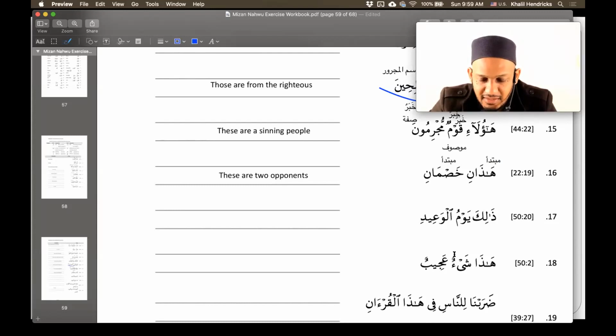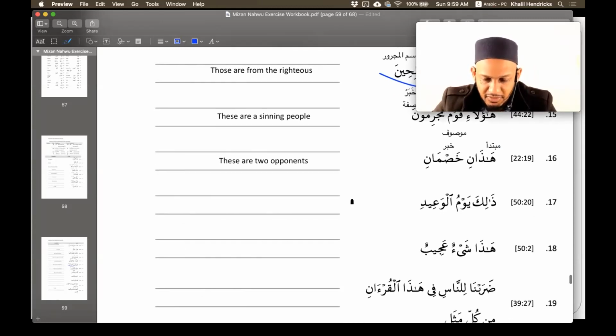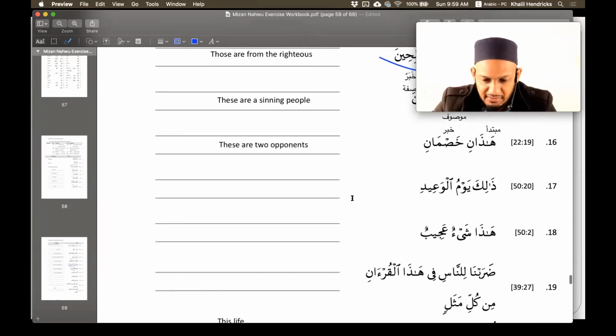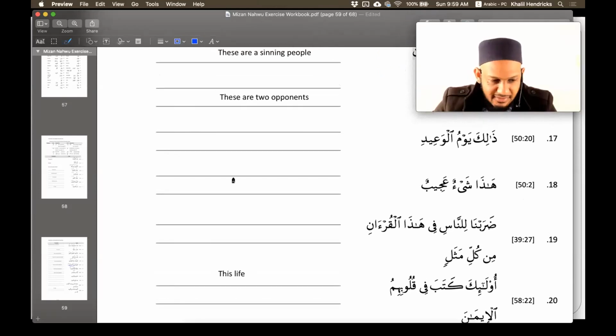So hadhani khasmani means these two. Hadha, this one thing. Hadhani, this two things. Khasmani means these are two opponents. Hadhani is the mubtada, and this is the khabar. They're both in raf', and therefore you learn that if you refer to two things, you say hadhani. Perfect. Bismillah, want to go?